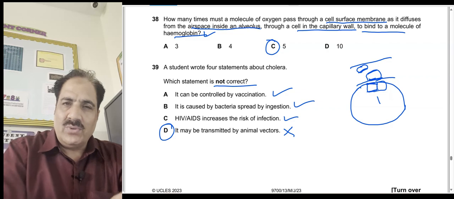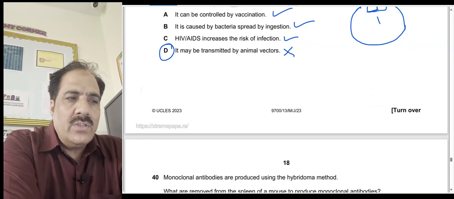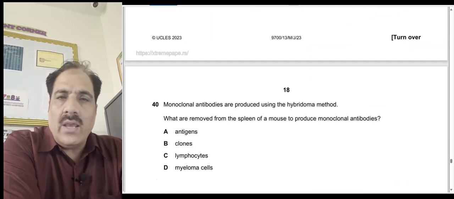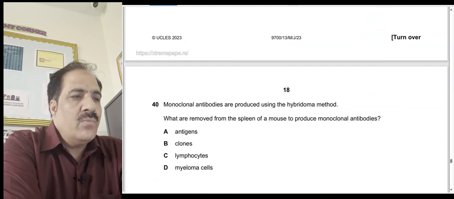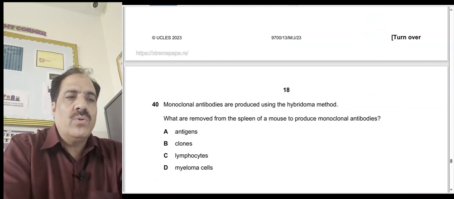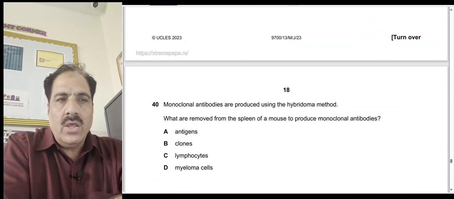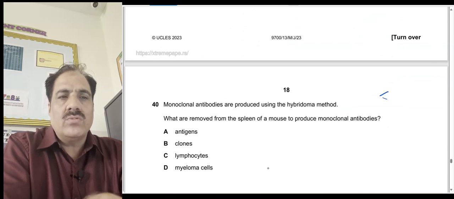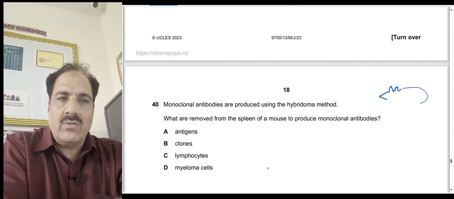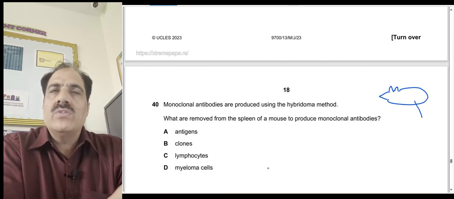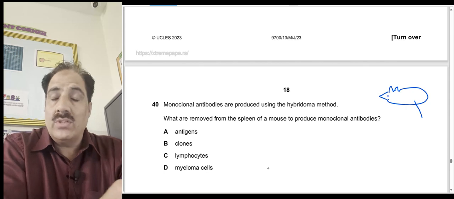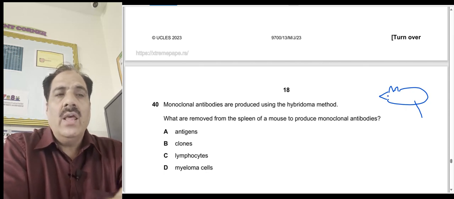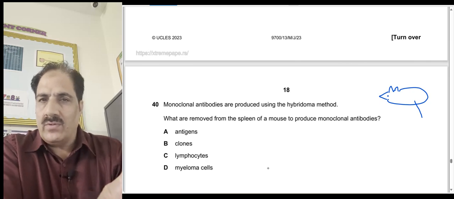Now the last question, question number 40. Monoclonal antibodies are produced using the hybridoma method. What is removed from the spleen of a mouse to produce the monoclonal antibodies? If we introduce an antigen into a mouse, the mouse will recognize it as a foreign body, produce antibodies, and produce lymphocytes. The lymphocytes get activated, and the particular clone of lymphocytes will be activated.